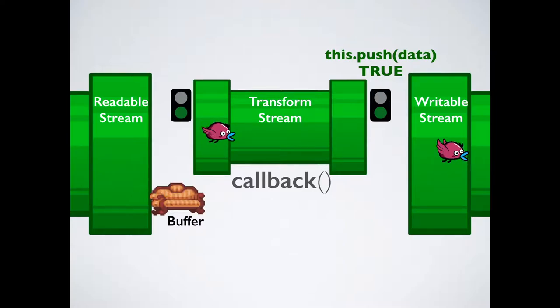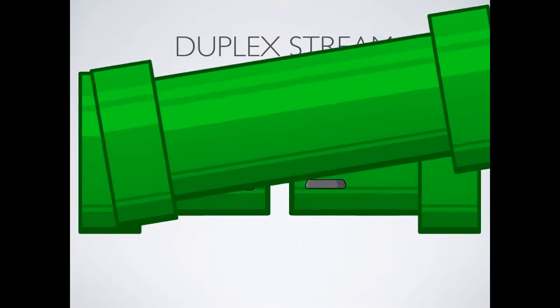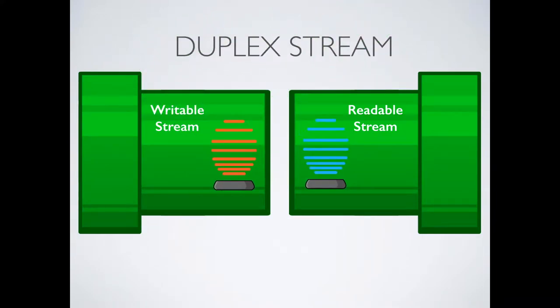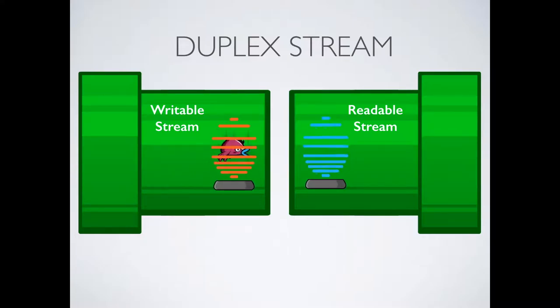And so what you saw until now were read streams, transform streams, and write streams. But there's other kinds of streams. So a duplex stream looks like a transform. You can write and you can read to it. But it's actually the combination of a writable and a readable stream. And they don't have to be in any way related. They can be doing different things.